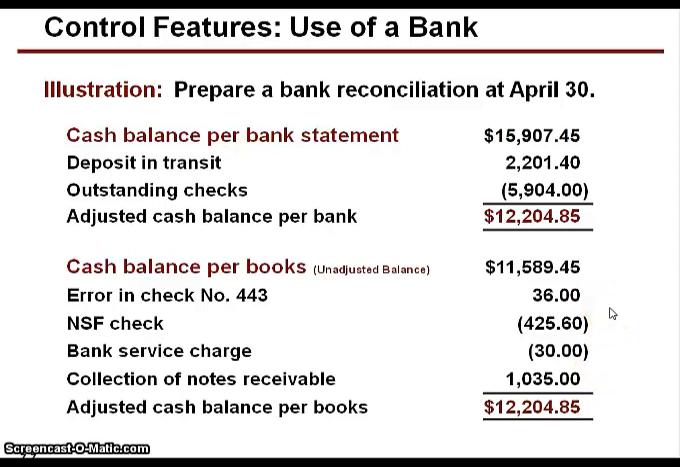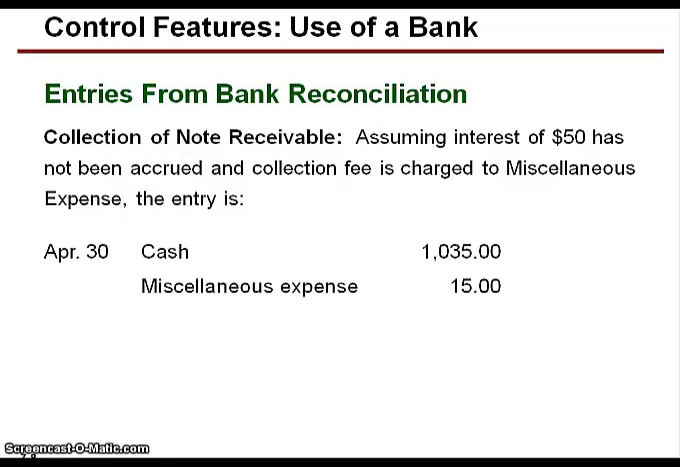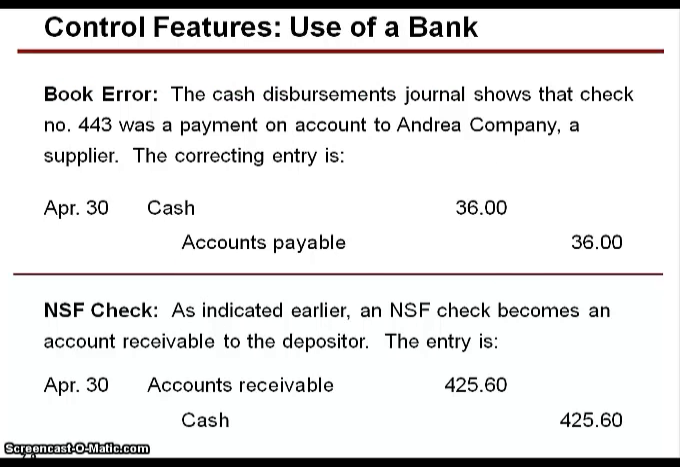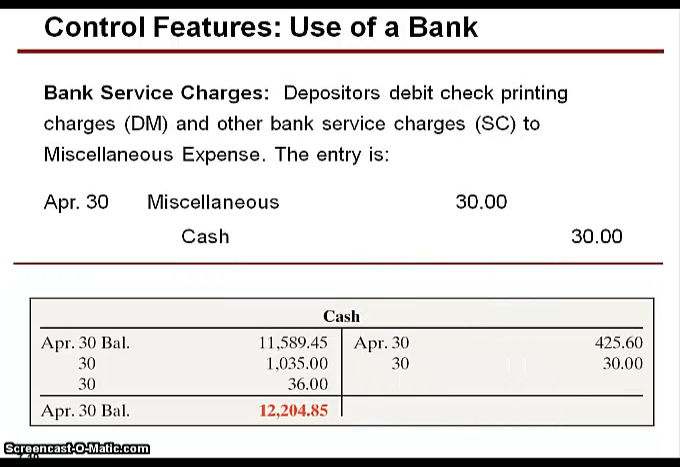And here is a little trick that will help you know when you're doing the adjusting entries when you debit and when you credit cash. If in the bank reconciliation process you increased cash, then in the adjusting entry that is going to be a debit to cash. If you decreased cash, then that is going to be a credit to cash. And we'll look at those real quick again. We debited cash for that $1,035, we debited cash for the $0.36, we credited cash for the $425, and we credited cash for the $30.